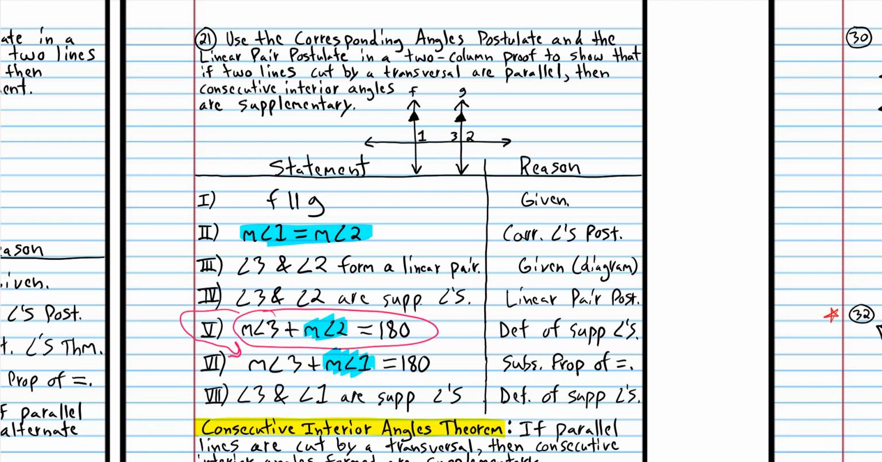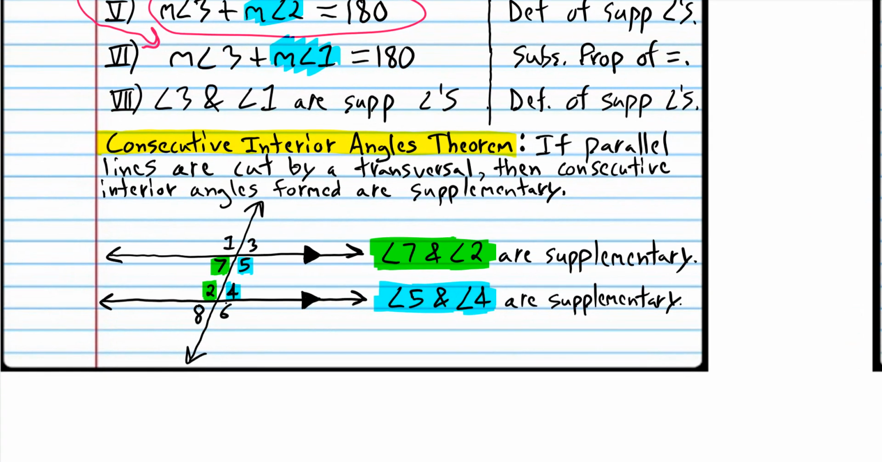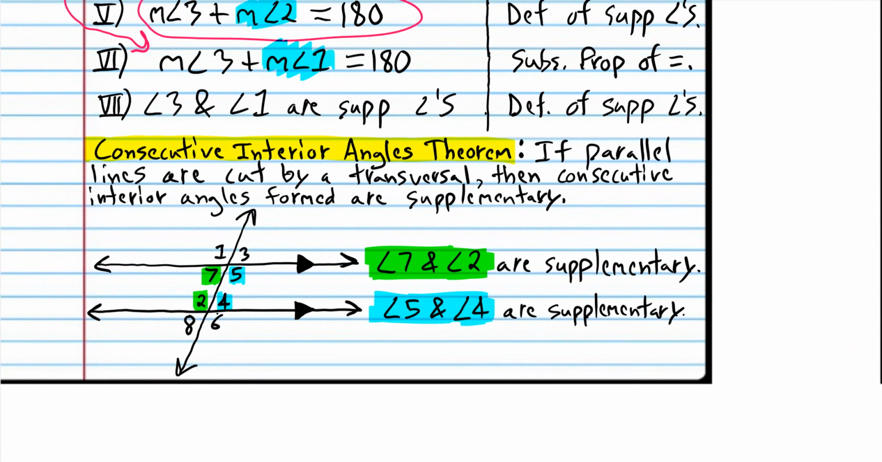So if you got that answer, good job. That was a harder proof than the previous two. So again, that's the consecutive interior angles theorem. These are interior angles because they're between the two lines cut by the transversal. And they're consecutive, meaning they're on the same side. The blues are on the right of the transversal, and the greens are on the left of the transversal. So the blues are supplementary, and the greens are supplementary. The blues add up to 180, and the greens add up to 180.